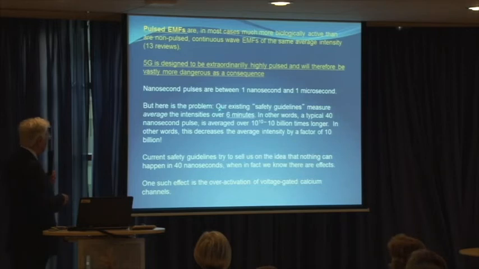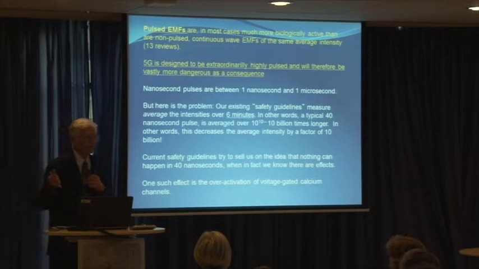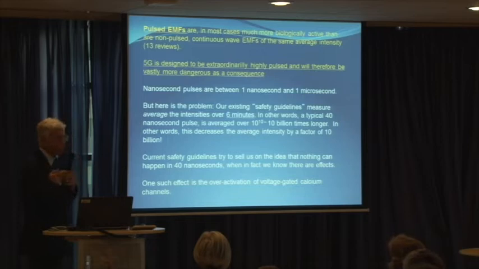Now, the safety guidelines include the ICNIRP safety guidelines and all of the others, which are basically copies of them. That includes the EU and the UK, and the Australian ones are identical to the ICNIRP safety guidelines. The US FCC and Canadian ones are very similar, differing only modestly from the ICNIRP ones. They're all based on average intensities, usually averaged over 6 minutes.